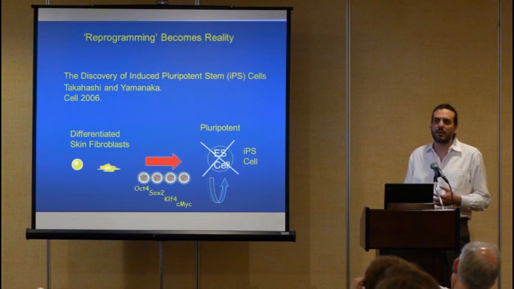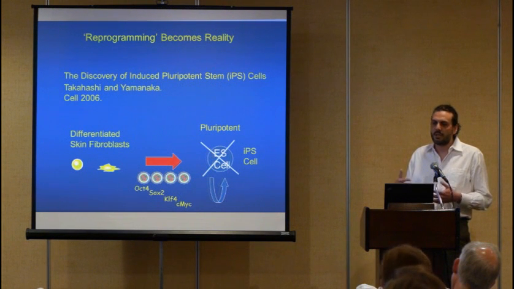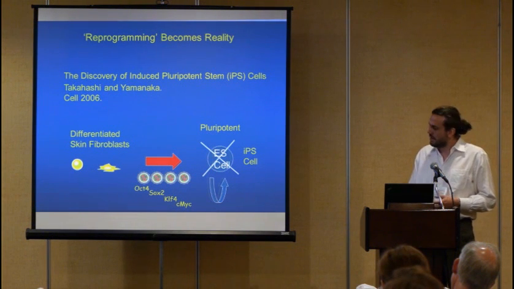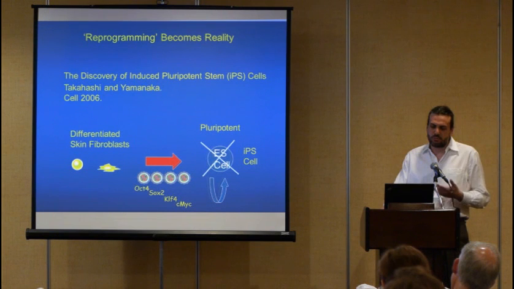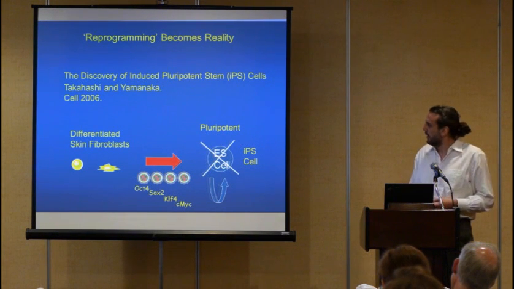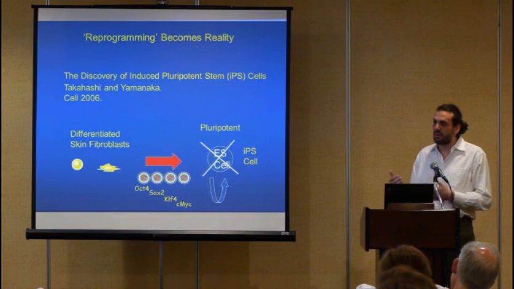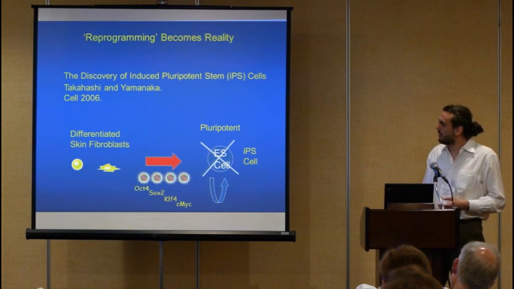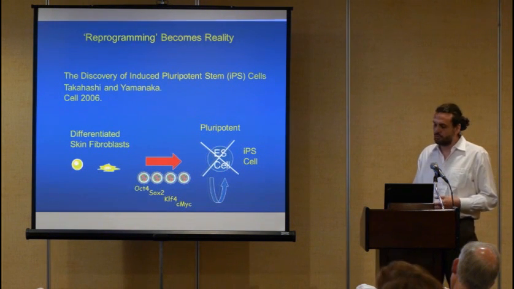This idea has been around for several decades, but it was only in 2006 that it became reality. Since this cell is pluripotent but is not an embryonic stem cell, we call it an induced pluripotent stem cell. It's very similar to an embryonic stem cell, but it's derived from somatic cells.